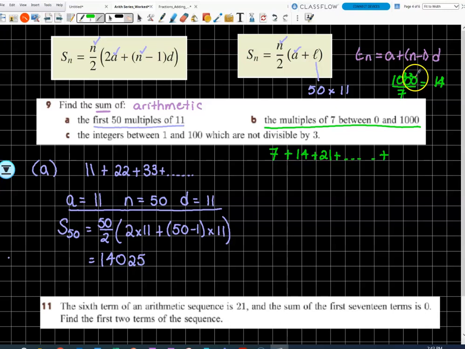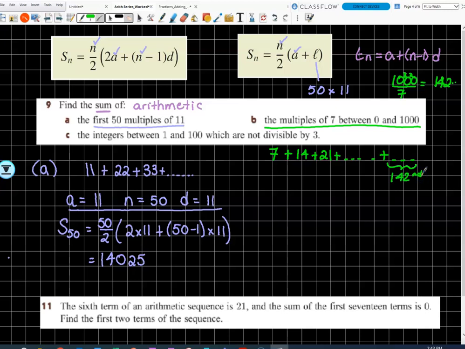Are you with me on this? 7 times... point blah blah blah. So I reckon up here that would be the 142nd term. So it's up to you.